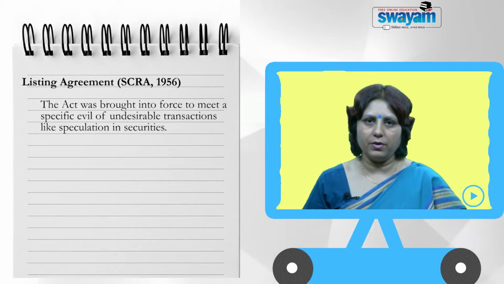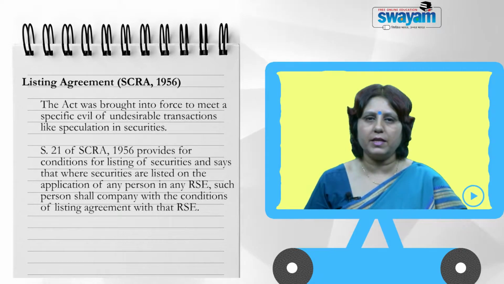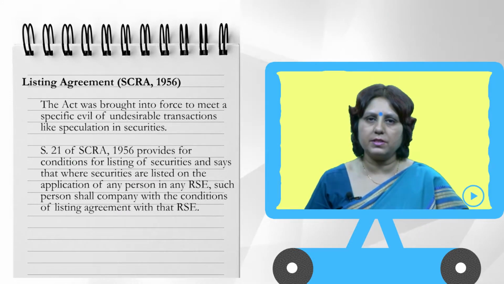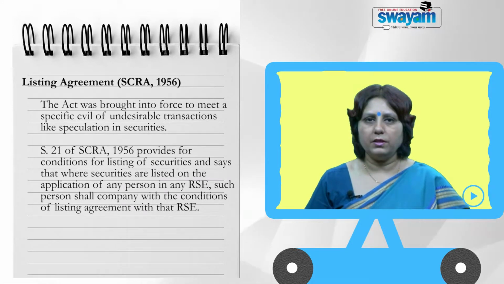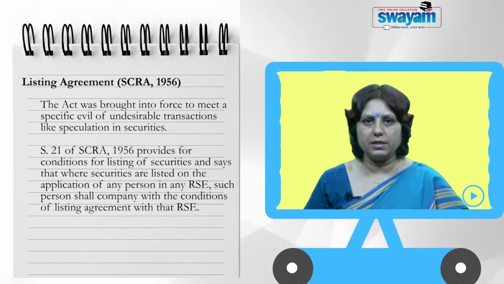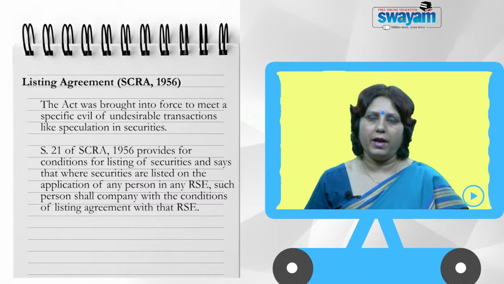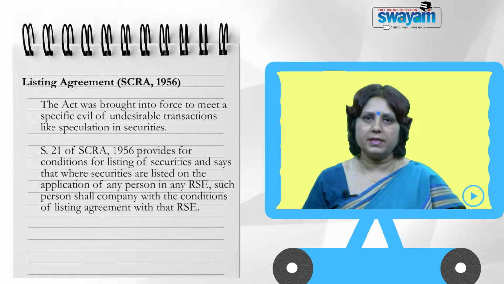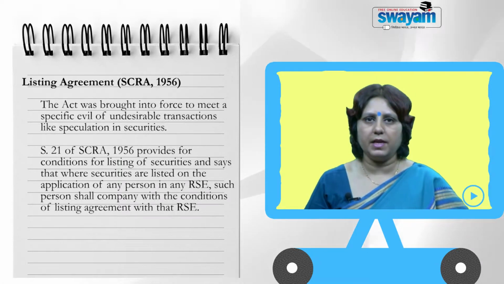So, section 21 of SCRA 1956 provides for the conditions of listing of securities, and it says that any person who is applying to the recognized stock exchange for listing of its securities has to comply with the listing agreement. So, this is the mandatory requirement imposed on public companies for listing of securities by SCRA 1956.